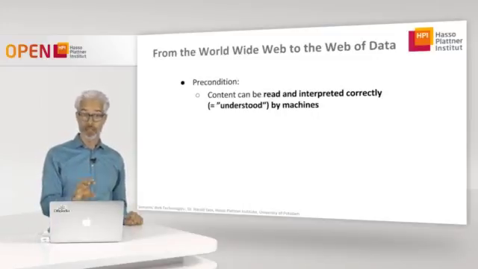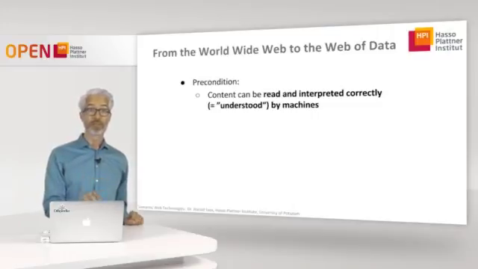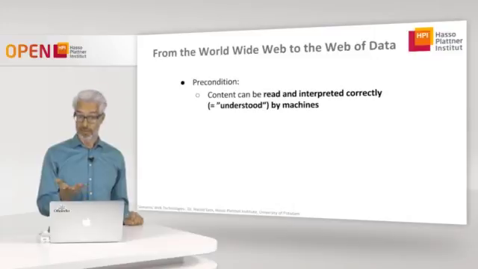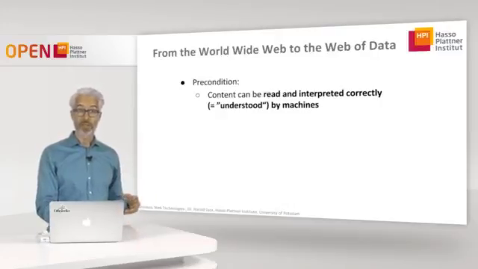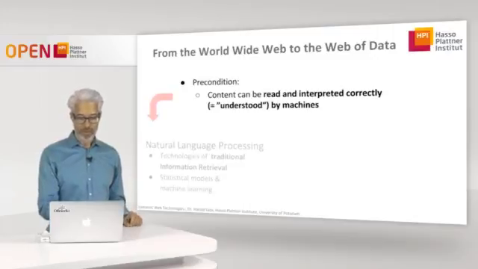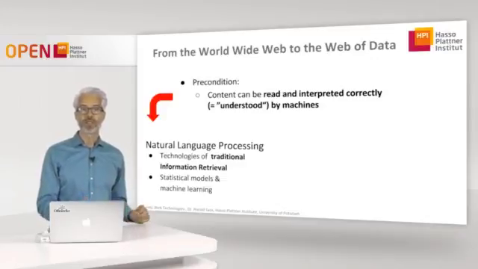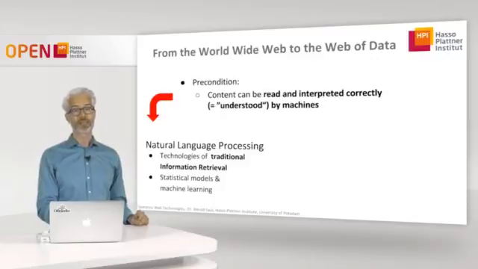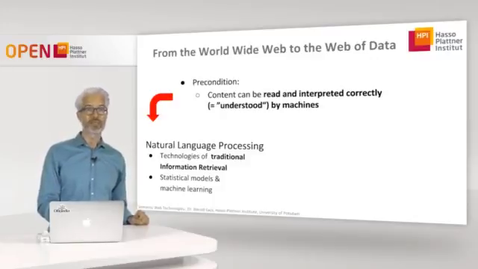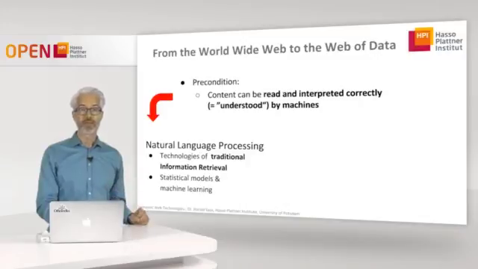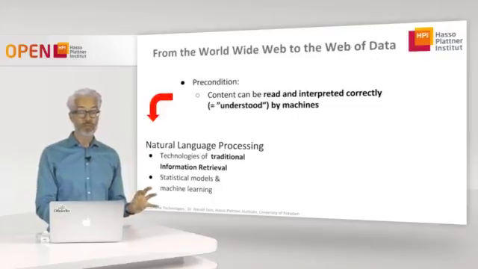To enable this understanding of data on the web, we have a precondition: the content of the data on the web must be read and interpreted correctly, meaning understood by machines. To do this, you usually have two different approaches. One approach we all know is the one that search engines take. They do natural language processing, using technologies of traditional information retrieval, and they try to understand the content based on statistics, NLP, linguistics and so on, learning the content with the help of statistical models and machine learning from the information they see.